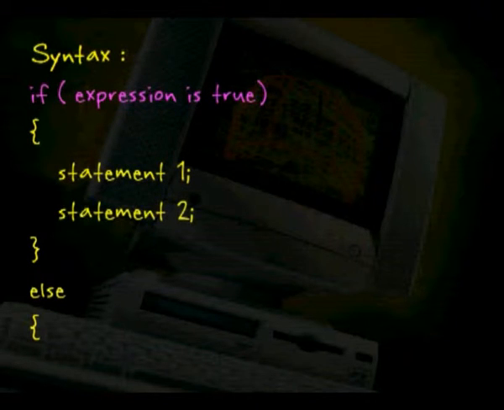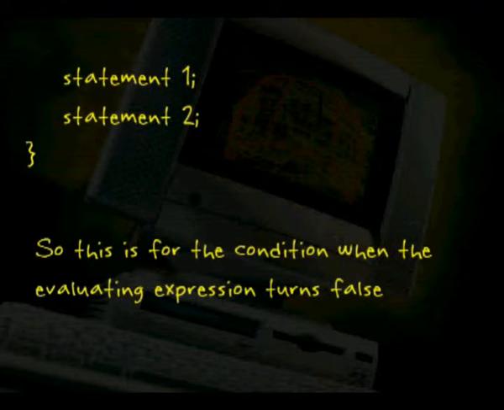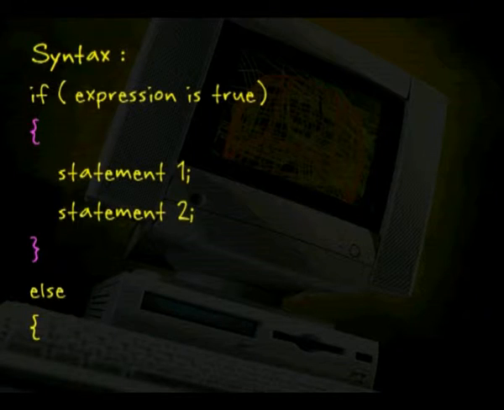This is the syntax of the if else construct. We have the if: if the expression is true, then execute these set of statements. You see here that there is more than one statement in the if subblock, so it is enclosed within the opening and the closing brace. Now here there is another subblock which states else statements 1 and 2. So this is for the condition when the evaluating expression turns false. So this is the difference between the if and the if else construct. You have an option to execute another set of statements when the condition is false. So this is also enclosed between the opening and the closing brace.